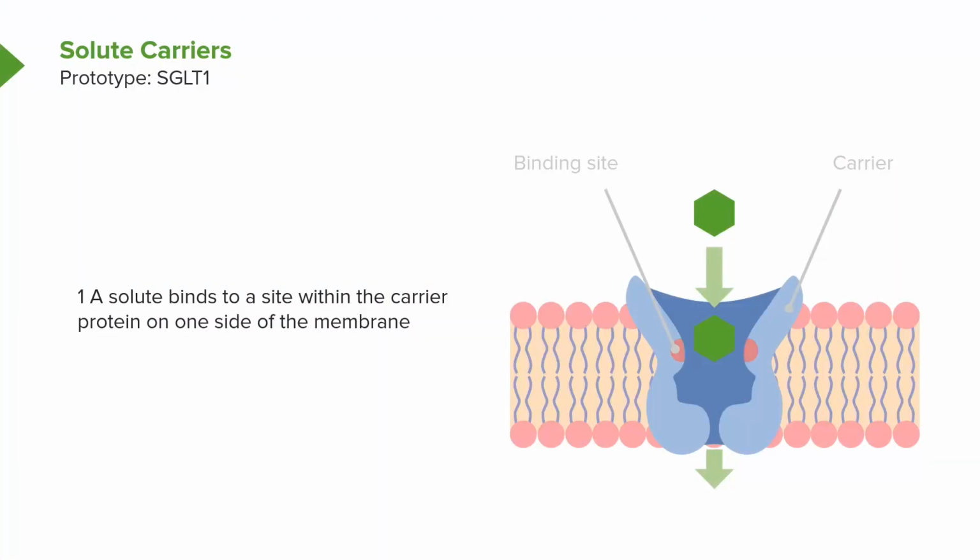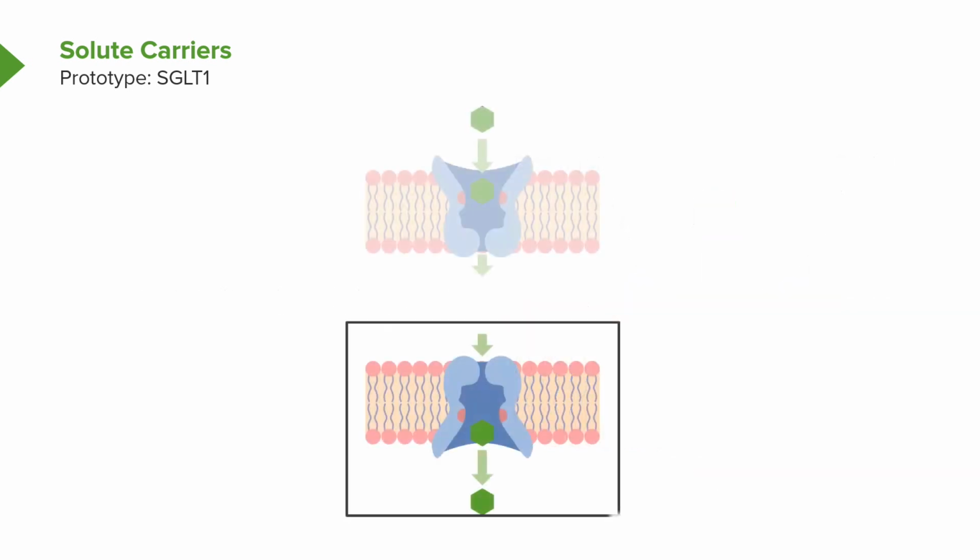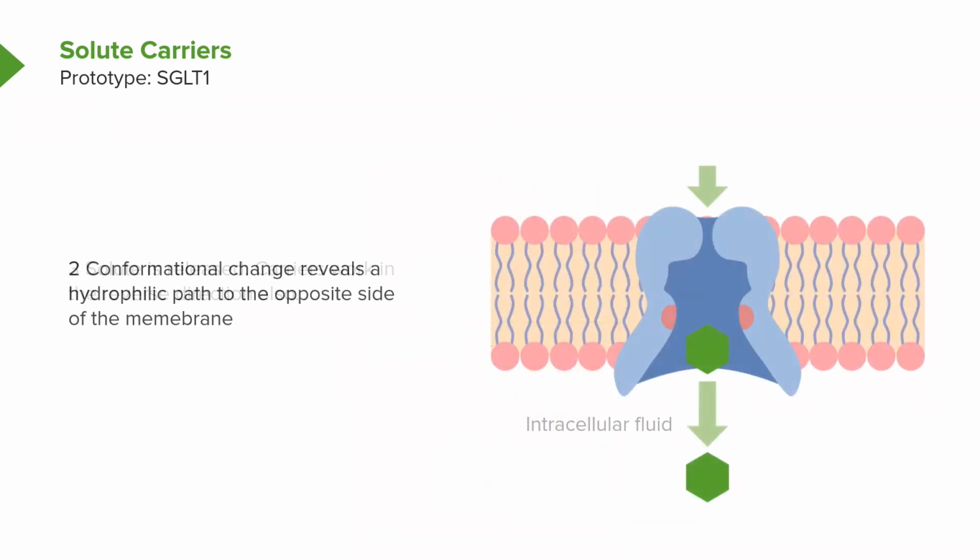So first the solute binds within the carrier itself in a binding site, and then there's a conformational change that happens that then allows it to enter into the cell. Now, how the solute is released is also important. So it not only needs to bind, but the carrier needs to have that change occur, and then it also needs to open up on the aft side to allow it to move through the membrane.